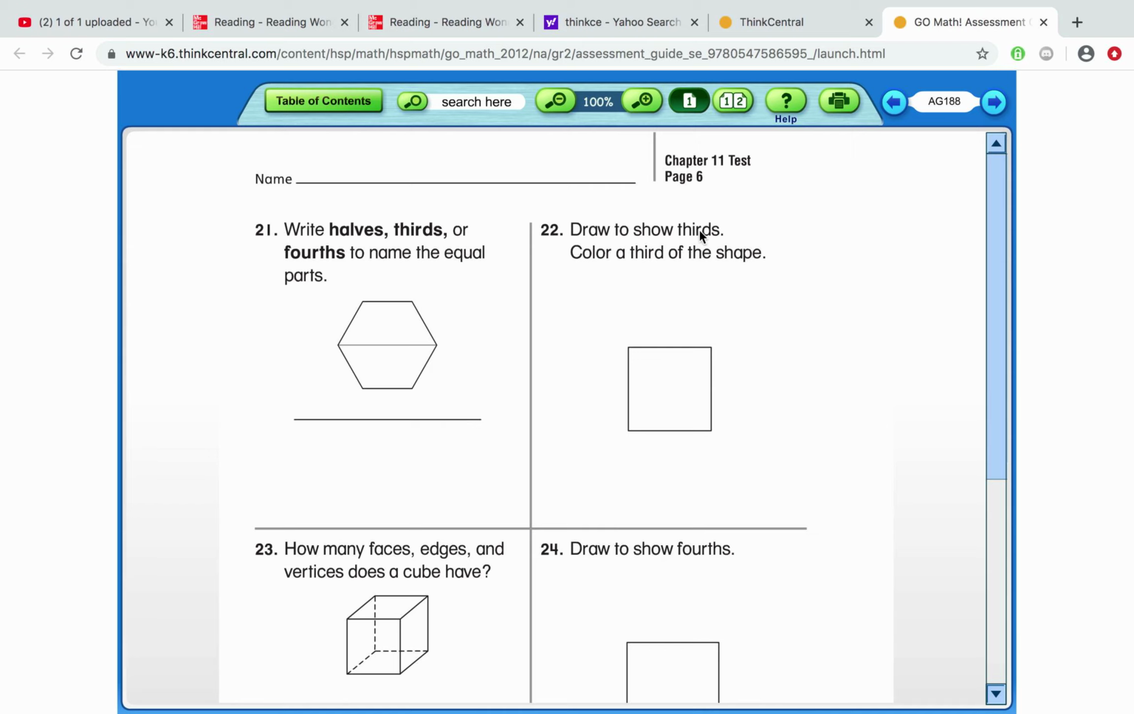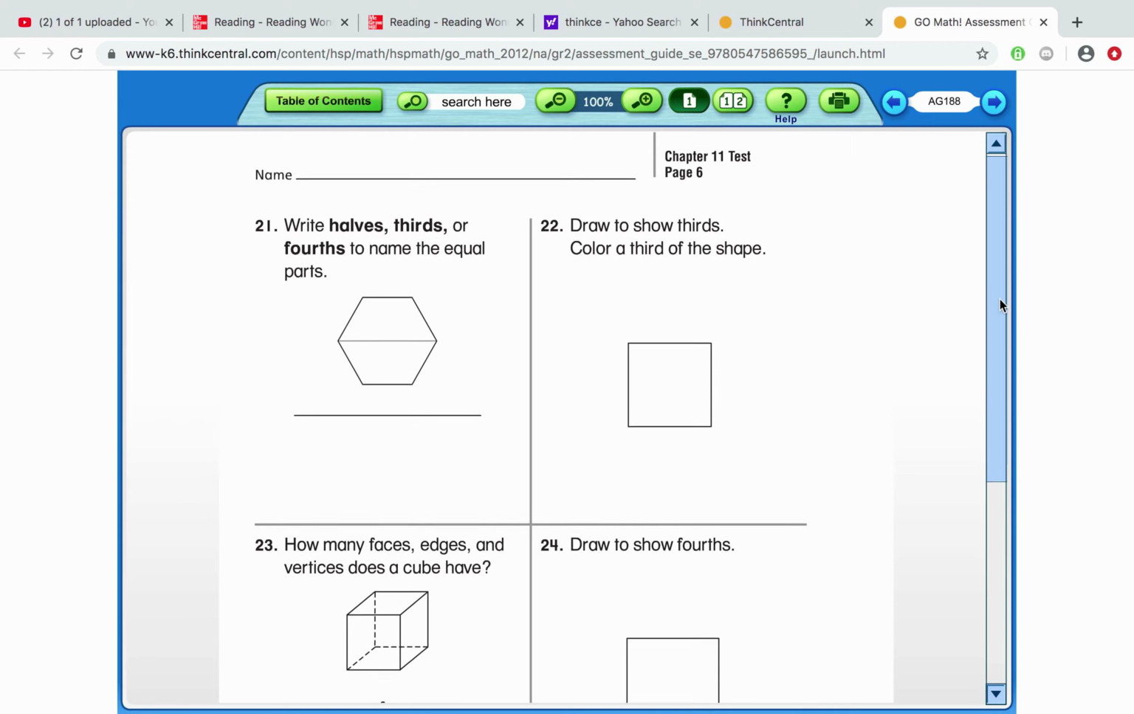22, draw to show thirds and then color or shade a third of the shape. So just go ahead and draw a square if you have blank paper. And now divide it into thirds. All right, we have some options for this. You can do 2 lines from top to bottom that are vertical that will help you with thirds, or you can do 2 lines horizontally to get thirds that way. Either way is correct.